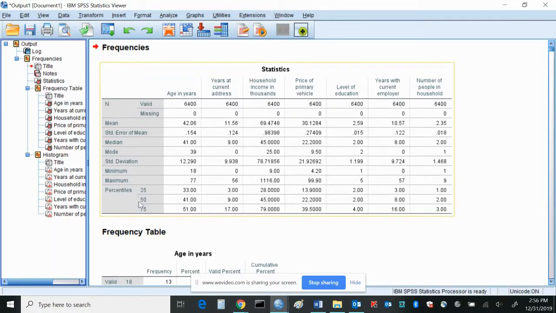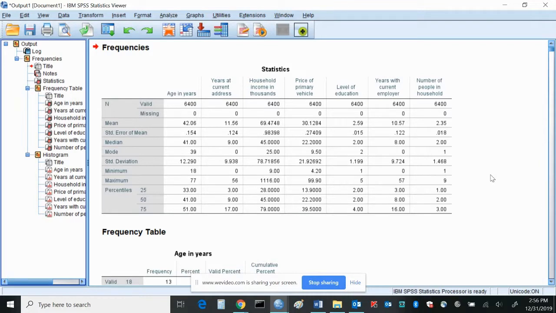The percentiles are another measure of variability. It's the interquartile range, and it basically uses the 50th percentile, which is also the same thing as the median. As you can see, it's 41 for both. So it basically says that the whole distribution of the sample in terms of age is split by the age of 41.